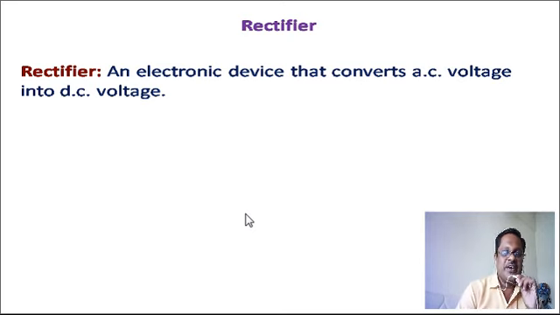Now we have discussed semiconductor diodes. A diode has the ability to conduct current in one direction and block the current in the other direction. Therefore, semiconductor diodes are used in the rectifier circuit.